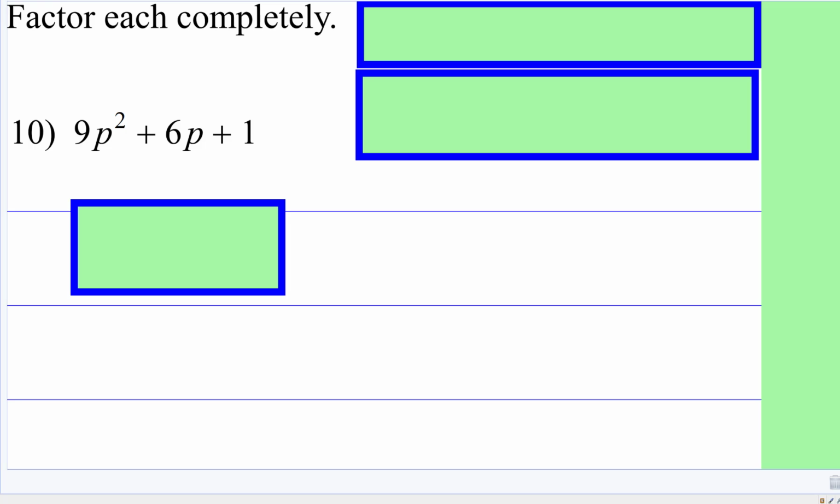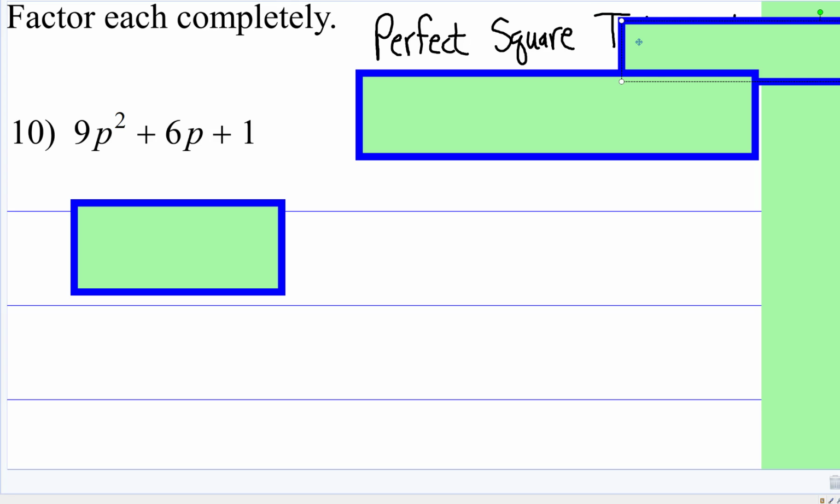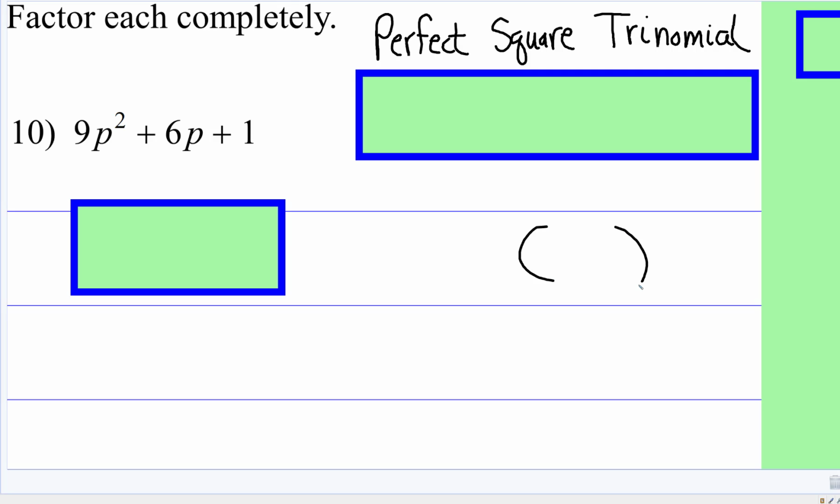Right, the next special relationship of a quadratic, if you recognize it, makes factoring super fast. This special relationship is called a perfect square trinomial. And remember, the purpose of a perfect square trinomial is that it's factored to a binomial squared. And this is how you identify a perfect square trinomial.